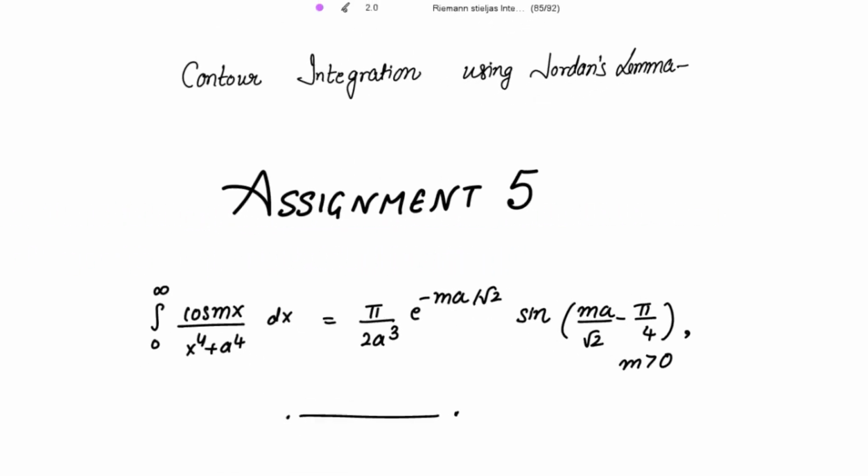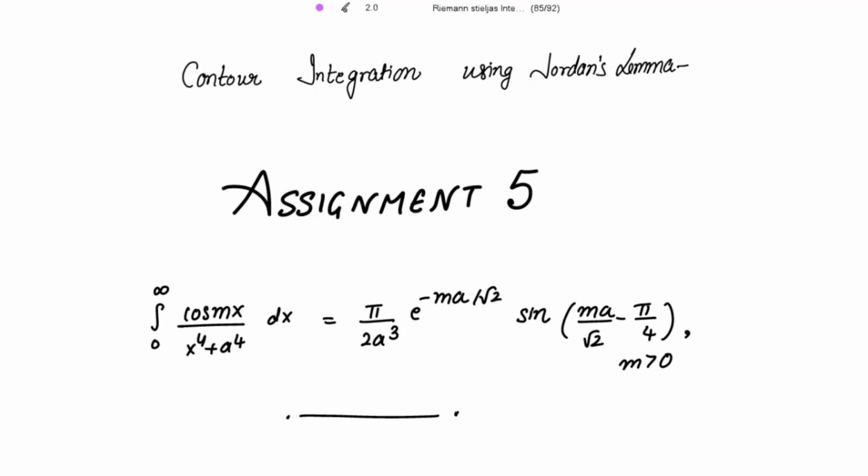Good morning. Let's start with assignment 5, contour integration using Jordan's lemma. This integration I need to prove: the integral from 0 to infinity of cos(mx) over x to the power 4 plus a to the power 4 dx is equal to pi over 2a cube e to the power minus ma by root 2 times sine of (ma by root 2 minus pi by 4), where m is strictly positive.